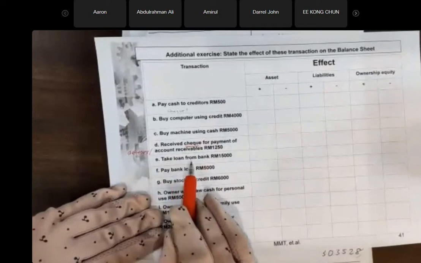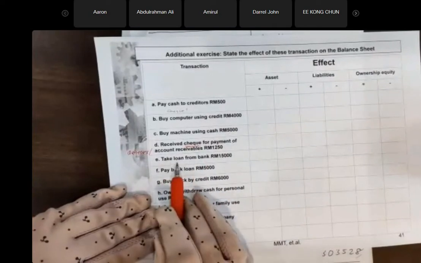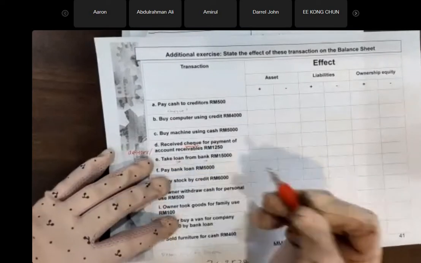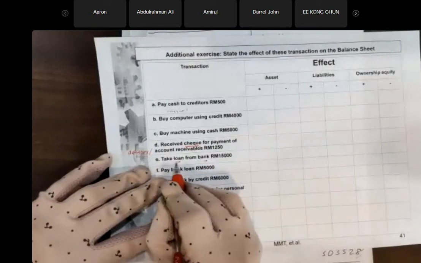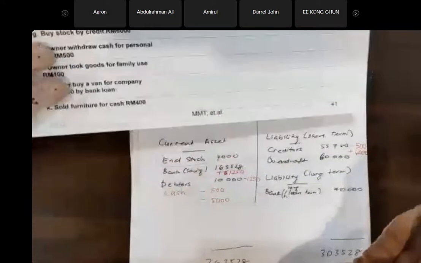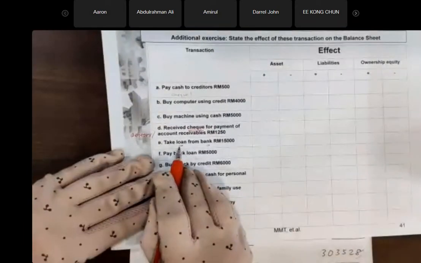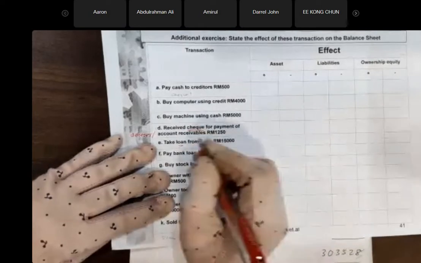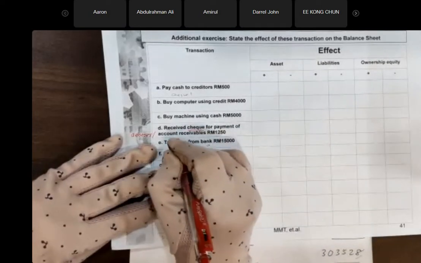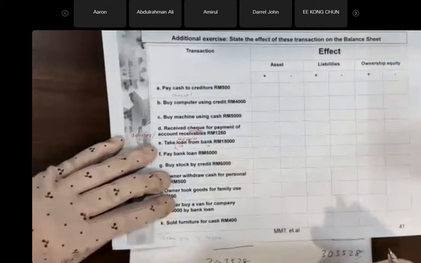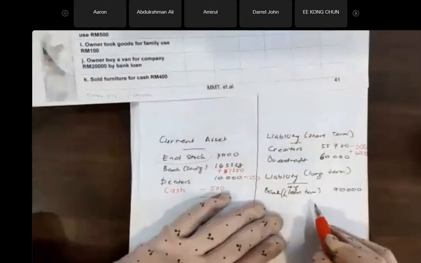Okay, take loan from bank. You take loan. Loan is what? And then bank. Loan, maybe liability. Okay, dia tak cakap loan apa ni. I assume this one long term lah. Long term loan. So this one long term loan.